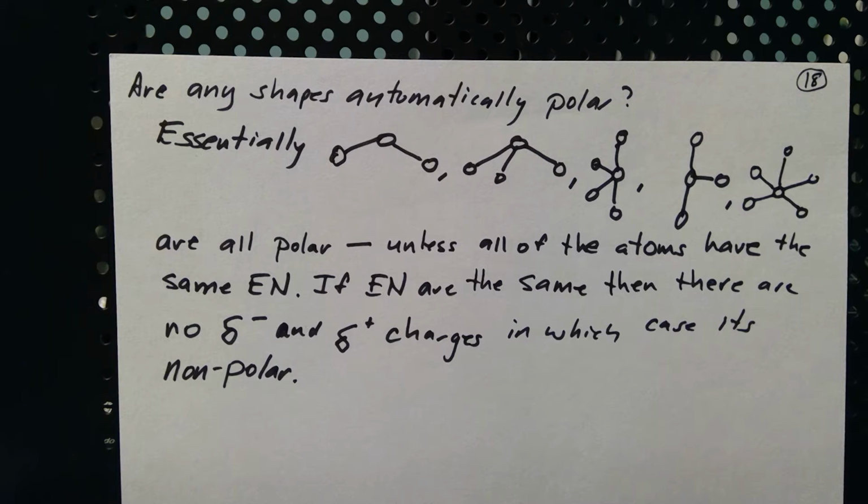That's quite a rarity for that to occur, and it's something that I'm not going to expect you to be thinking about when you're making predictions. So you make predictions based off them having different electronegativities. That's going to lead you to the shape that they're after.